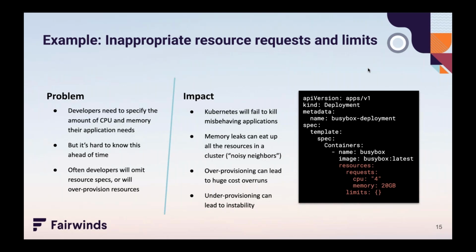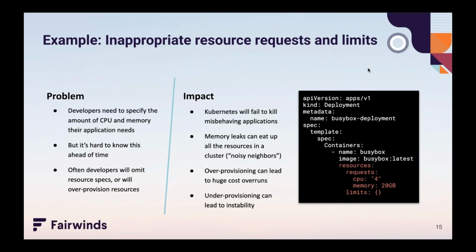This is often a difficult thing for developers to know ahead of time in production, how much memory and CPU their application is going to need. So often we see developers either neglecting to set these entirely or setting them to something that's way beyond what they actually need. You can see in this particular example, the developer has set the workload to use 4 CPUs and 20 gigabytes of memory, which is almost certainly overkill.